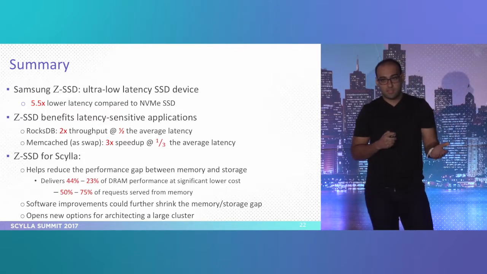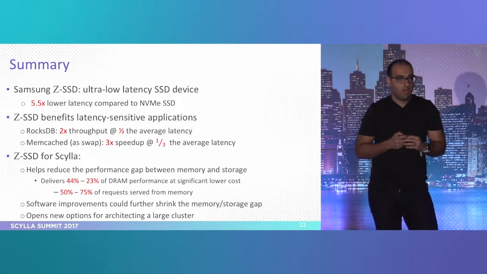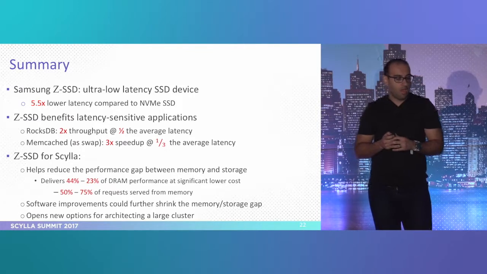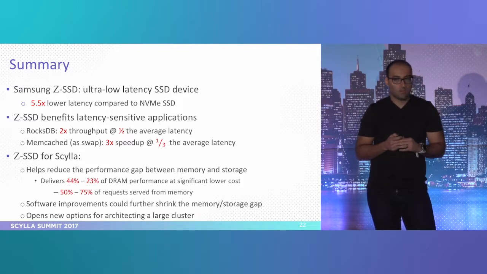Then we talked about Z-SSD for Scylla. We went through different use cases and different configurations, and we showed you the results. We talked about how it delivers 44% to 23% of DRAM performance when 50% to 75% of the requests are served from DRAM. We also talked about the software overhead, what we call the potential places where we could make improvements. Then we talked about the performance cost model, and how Z-SSD could open new doors, new options for system architects.